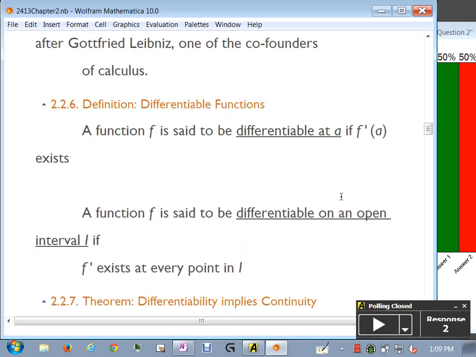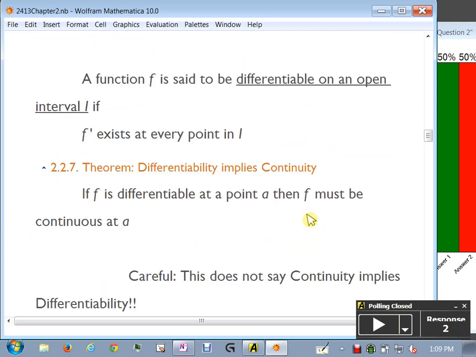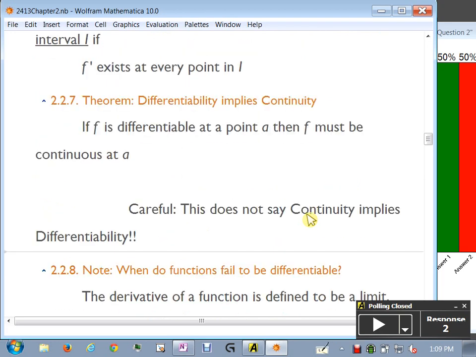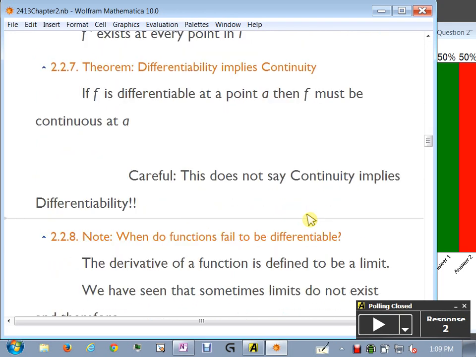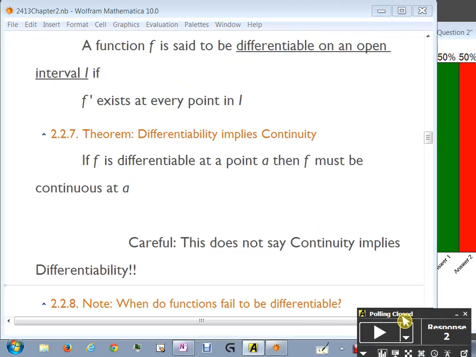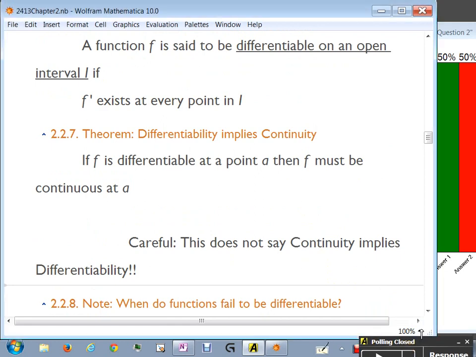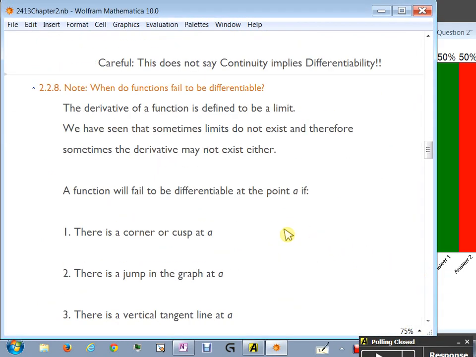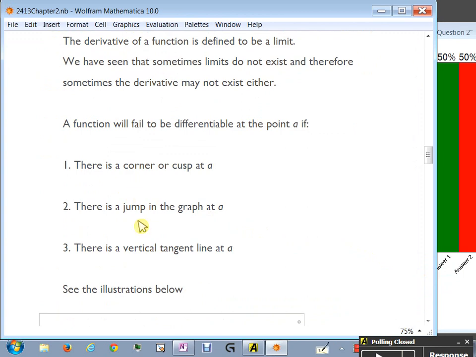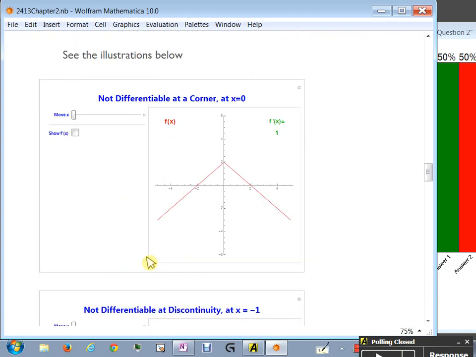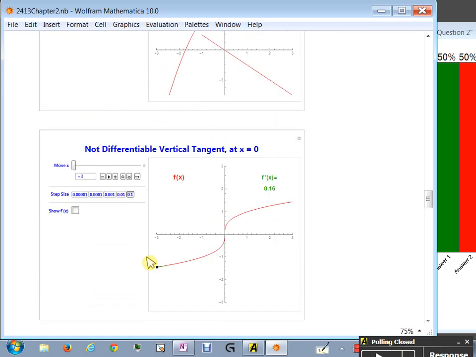We said that sometimes a function doesn't have a derivative somewhere. So sometimes you can have a function that you draw, but then you try and take the derivative at a point and the derivative doesn't exist. And what were the examples? When is it that you have a derivative not exist? Corners, right? Jumps in the graph, vertical tangent lines. And I gave you examples of each one. There's a corner, there's a jump, there's a vertical tangent line.